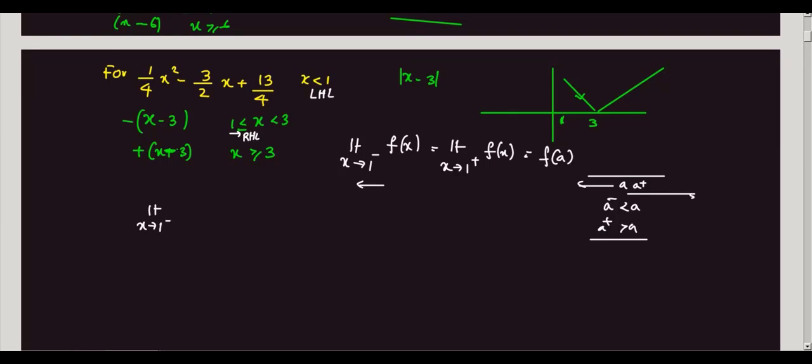Now, limit as x tends to 1 minus: this means less than 1, so we use 1 by 4 x squared minus 3 by 2 x plus 13 by 4. Substitute 1 here: 1 by 4 minus 3 by 2 plus 13 by 4. Since the limit as x tends to 1 minus means less than 1, substitute 1 there.